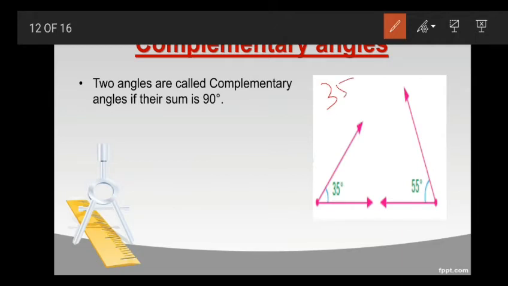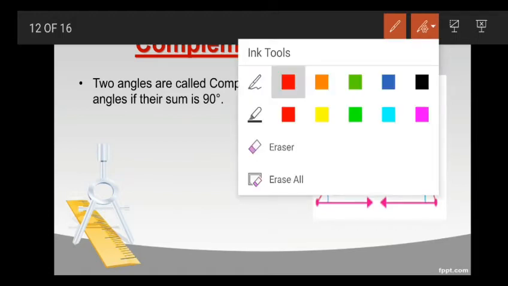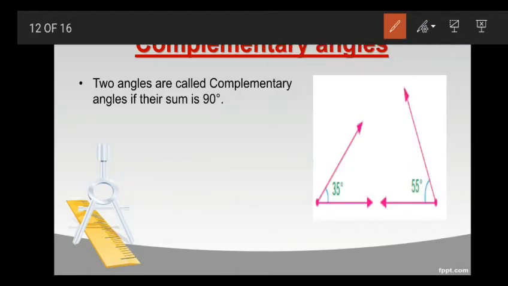So these two angles are acute angles. One is 35 degrees and another one is 55 degrees. When you add 35 and 55, you will get 5 plus 5, 10, carry 1, 3 plus 5, 8, plus 1 is 9, so 90. When you add these two angles, you are getting 90 degrees. So these are complementary angles. Suppose we have 40 and 50. Adding the 40 degree angle and the 50 degree angle, you will get 90 degrees. So these two, 40 and 50, are also complementary angles.